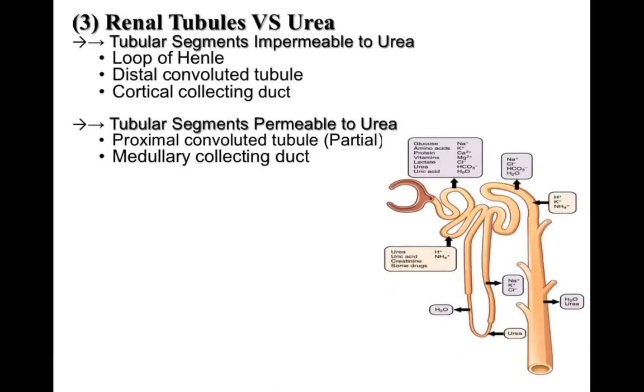The same applies to the relationship between the renal tubules and urea, which is a major component of urine, of course. Now, keep that in mind. The very beginning and the very end of the renal tubules, I mean the proximal convoluted tubule and the medullary collecting duct, are permeable to urea, but the proximal convoluted tubule is only partially permeable to urea. The segments in between, I mean the loop of Henle, distal convoluted tubule, and cortical collecting duct, are impermeable to urea. Now, isn't that simple?